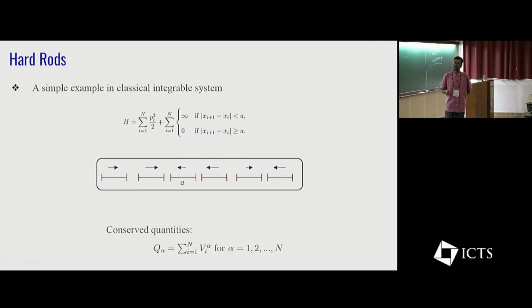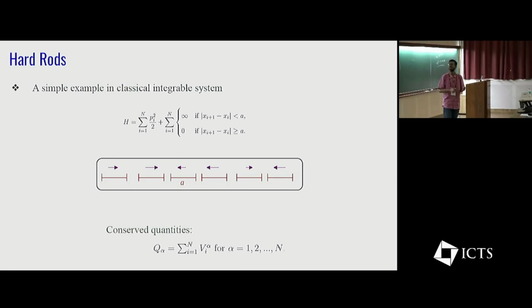So the hard-rod system is a simple yet non-trivial example in the context of classical integrable systems. Here we consider, let's say, N hard rods, each of length a and of unit mass, moving on an infinite line. And this restriction basically says that two hard rods cannot come closer than this distance.